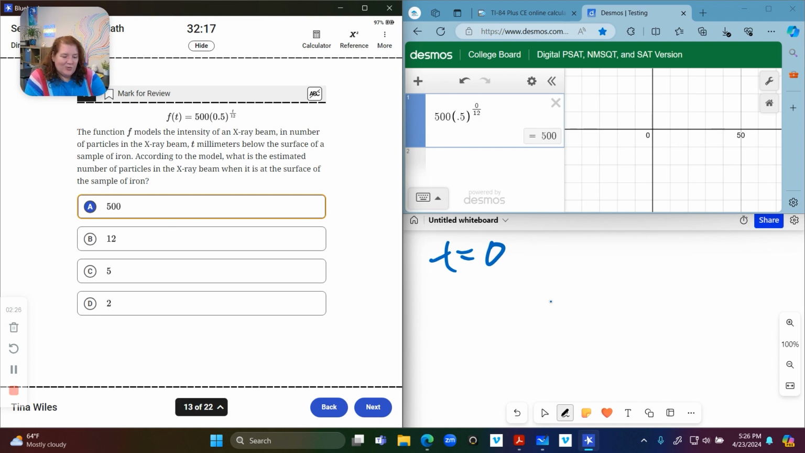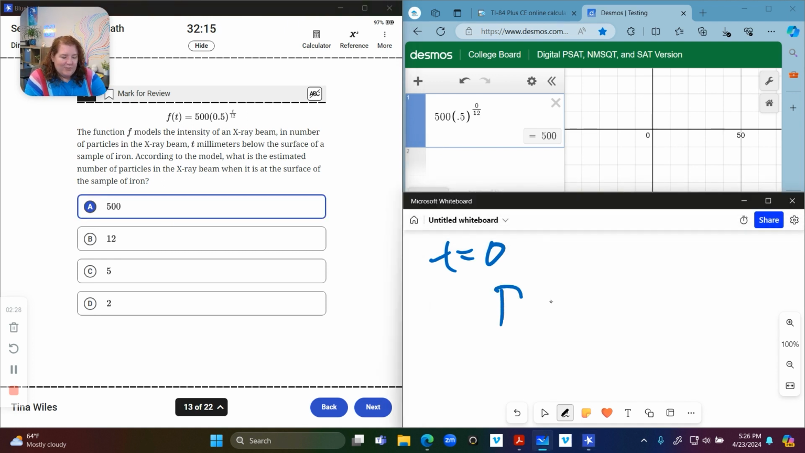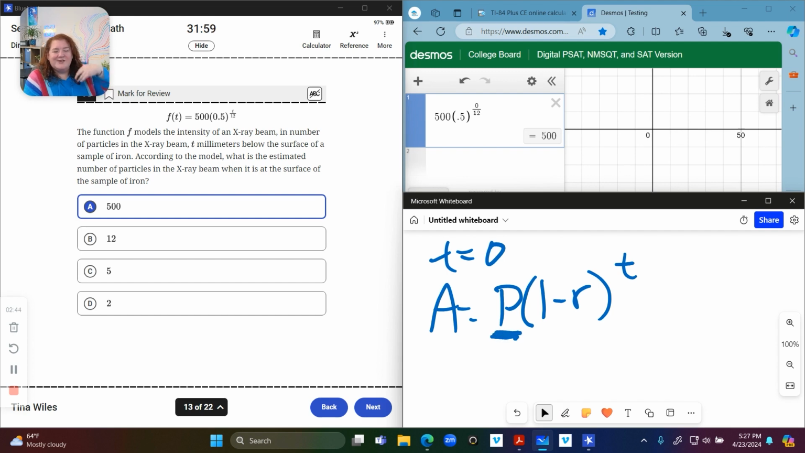This is also written in the form P times, in this case, it's going down, so it's 1 minus the rate to the T. I don't know if this formula looks familiar to you or rings a bell, but the number in front of the parenthesis is always going to be the original number, like your starting amount. So if you recognize that format of the equation, you probably already knew that it was 500.